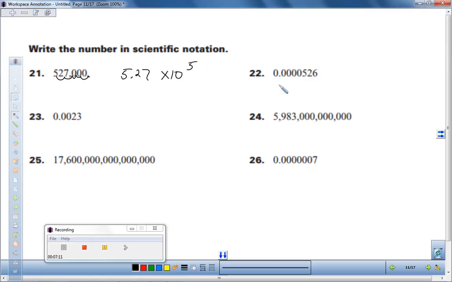Now if you notice for 22, this one was a bigger number, this is a smaller number. We count doing the same thing, so we go 1, 2, 3, 4, 5. We want one number in front, so it'd be 5.26 times 10. Now since we went to the right, we put negative 5. Alright, so I want you to try the rest of these.